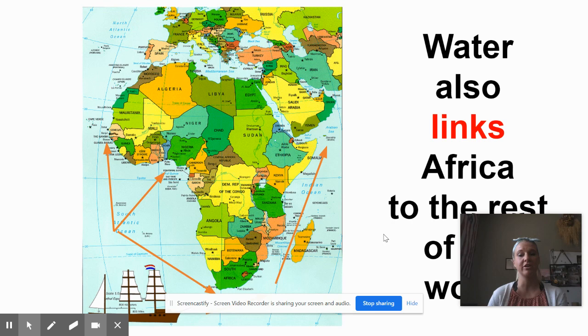Water also links Africa to the rest of the world. We're going to learn throughout this unit that explorers are very curious about Africa, and Africa is very rich in minerals and resources, and Europeans are going to be really interested in it because of that. So they're going to find waterways in order to reach these different parts of Africa, because, I'm sure you're surprised to know, there are no planes or any of that. So waterways will be the only way they can reach these different parts of Africa.